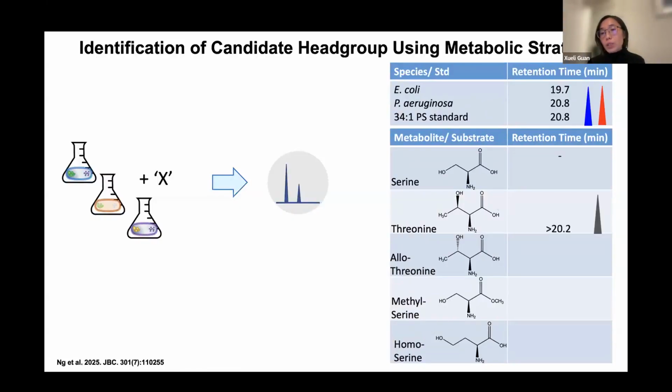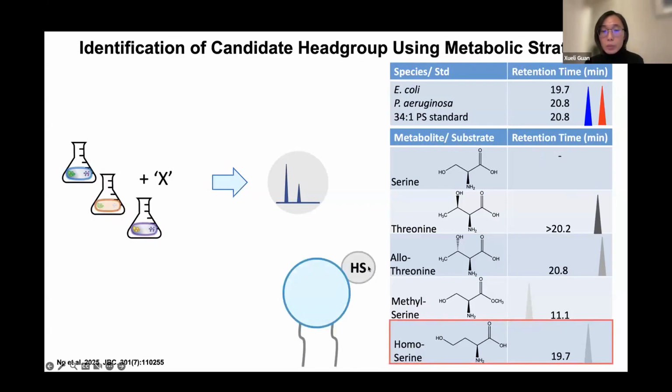So with this, we found that Pseudomonas, but not E. coli, was able to incorporate threonine, but this phosphatidylthreonine elutes at a time that's in between the E. coli lipid and PS. So this rules out the possibility that threonine is the substrate. For allothreonine, the bacteria was also able to incorporate it into its lipids, but it has a retention time that is close to PS, but not the E. coli peak. So it rules out allothreonine. Methylserine elutes very early, so this also rules out the possibility. And finally, we have homoserine, which elutes very closely to the E. coli peak. So from this metabolic strategy incorporation work, we have confirmed that this E. coli endogenous lipid is phosphatidylhomoserine.